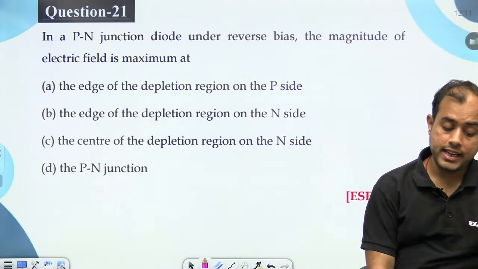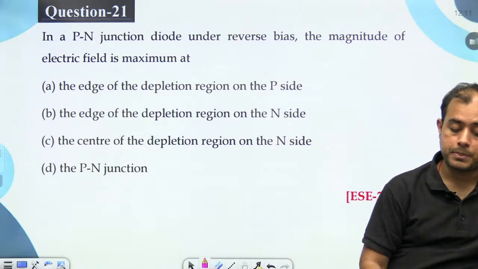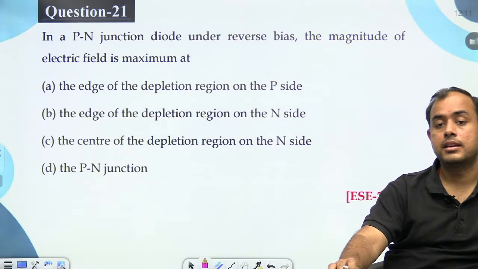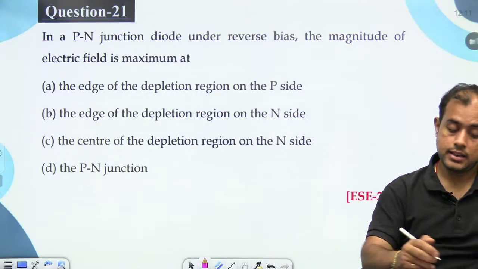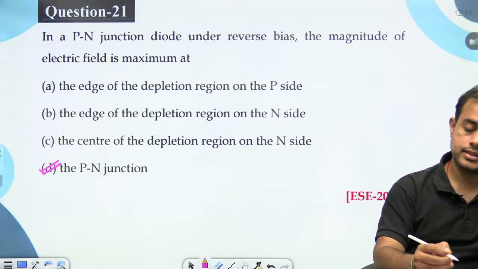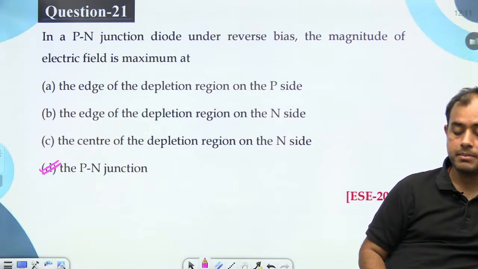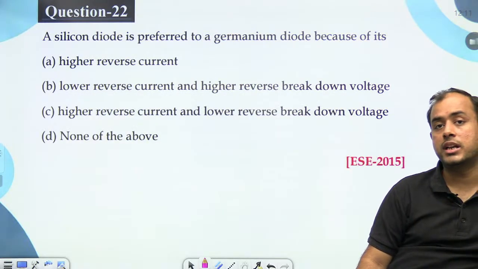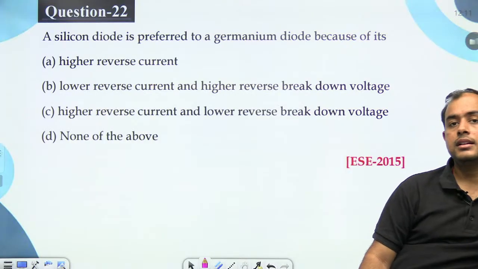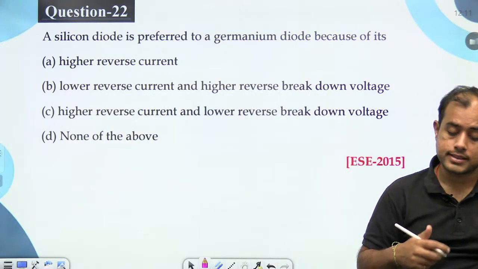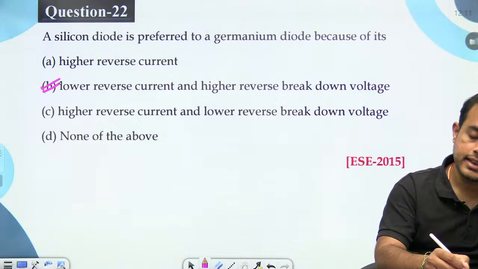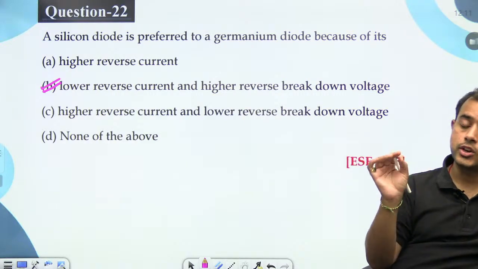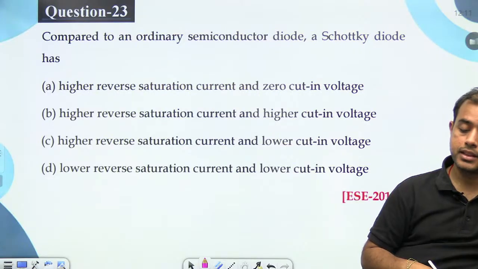ESE 2015, PN junction under reverse bias, magnitude of electric field is maximum at the PN junction. Electric field PN junction पे ही maximum होगी. A silicon diode is preferred to germanium because it has lower reverse current and higher breakdown voltage. Reverse saturation current of silicon is less than germanium.